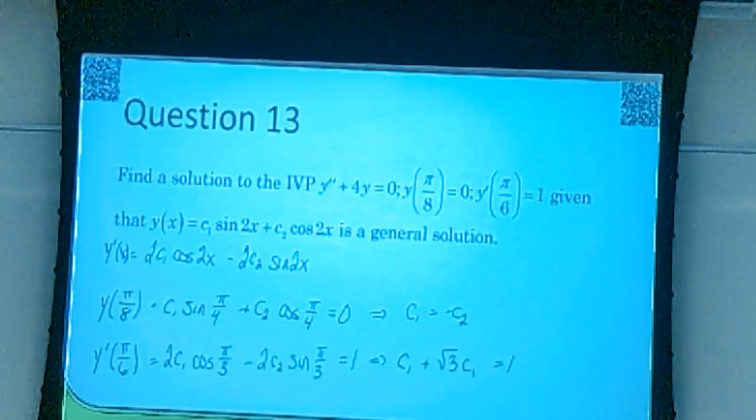I see. Because I mistyped that. That's okay, I'll redo this one. That actually wasn't supposed to be a y prime. We'll do it this way and then I'll go back and do it the other way. When you plug in y at pi over 8, what happens to the 2? You get C1 sine pi over 4 plus C2 cosine pi over 4 equals 0. What's 2 times pi over 8? Pi over 4. That's what happened.